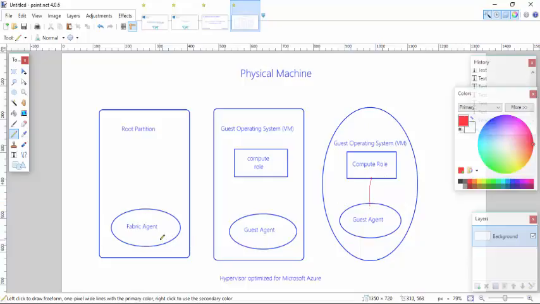Meanwhile, this guest agent is communicating with the fabric agent, and this guest agent is also communicating with this fabric agent. And this fabric agent is communicating with the fabric controller here, and here I'm having the root partition. Just like the compute role is communicating with the guest agent here, same goes for this, and this compute role is communicating with the guest agent. So inside the data center there are many machines aggregated by a switch.